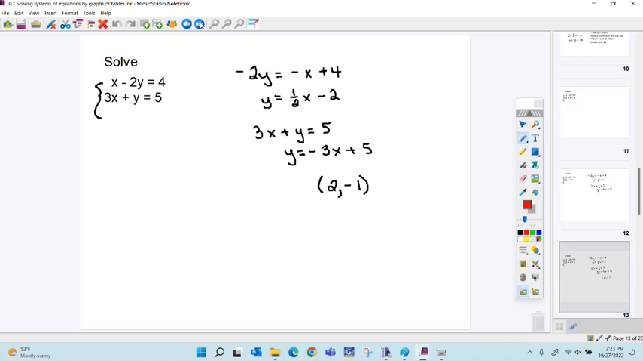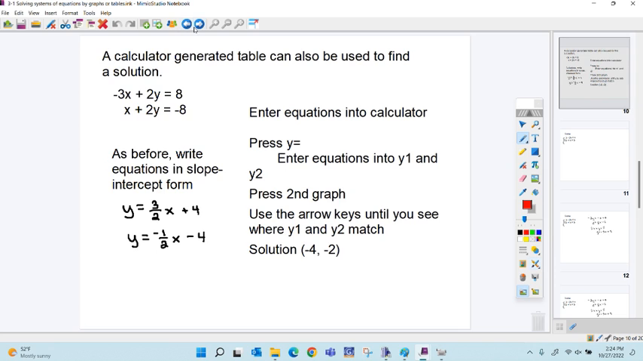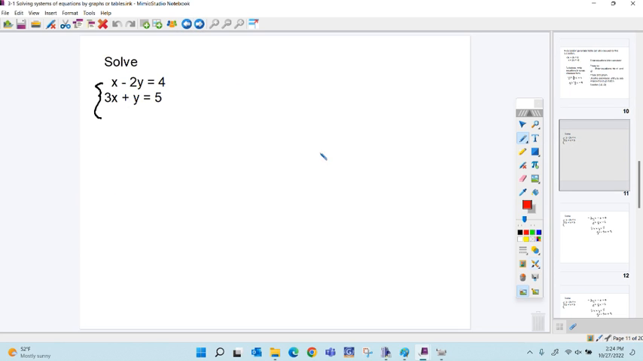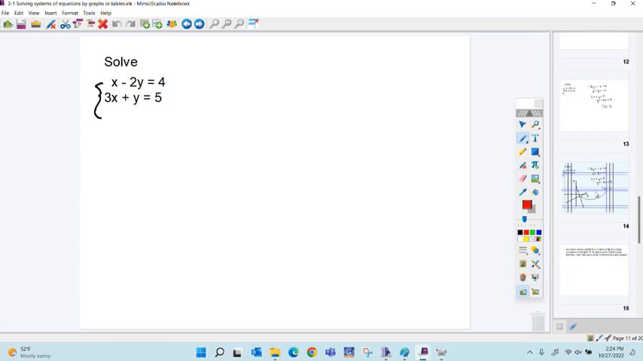I believe this was one they want you to do by graphing. Yeah, we're going to solve this one by graphing as well. I need a blank graph. A positive divided by a negative is a negative. Okay, so let's put this into y equals form first. Put it into y equals mx plus b form first.